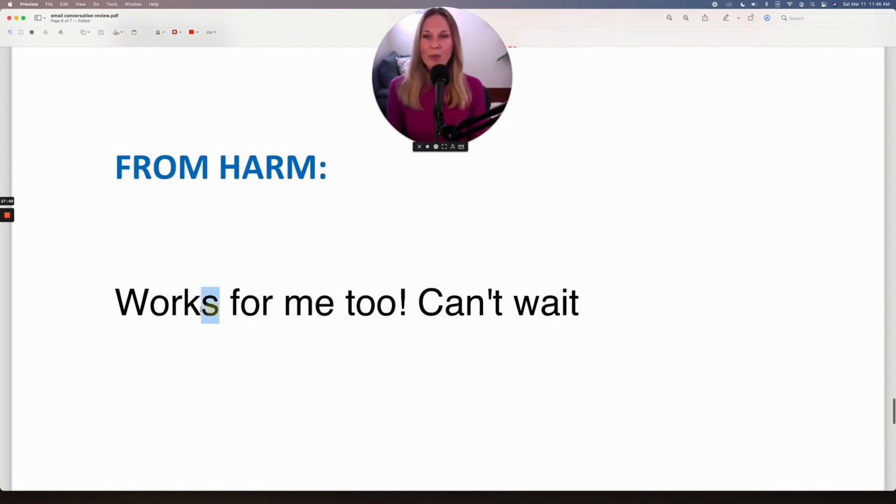"Works for me." We've used this a lot. Now remember, in this message, we have dropped a lot of subjects and auxiliary verbs. That works for me. I can't wait. Very common to just drop these unnecessary words. That works for me too. Works for me. And she's adding the S here because even though she didn't include the subject, it is singular. So she's still conjugating her verb correctly even though she didn't include the subject. Works for me too. Can't wait.